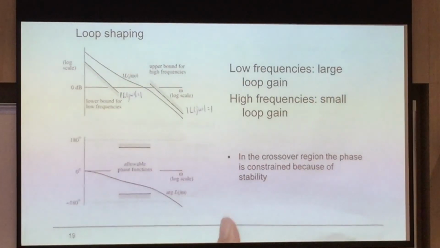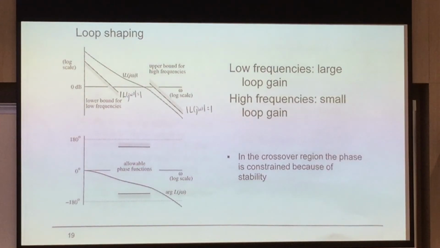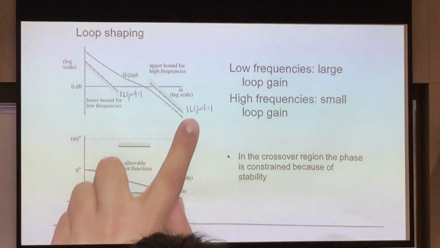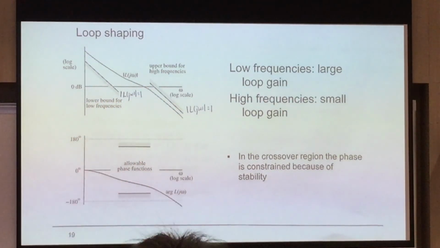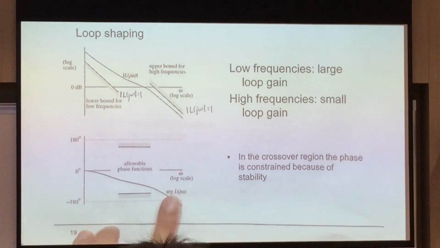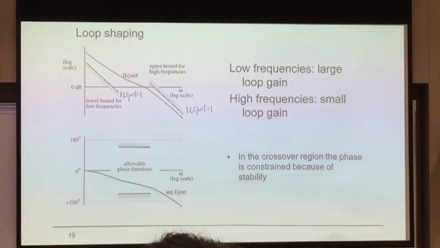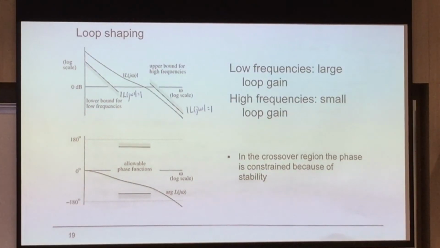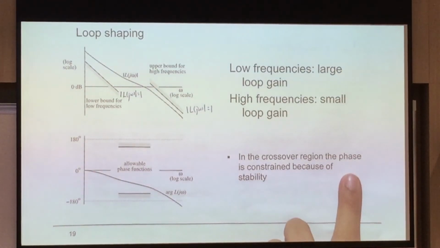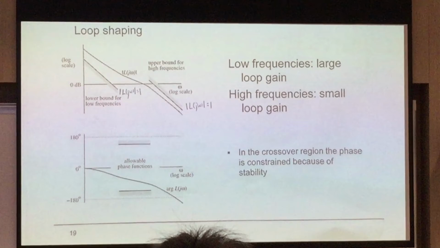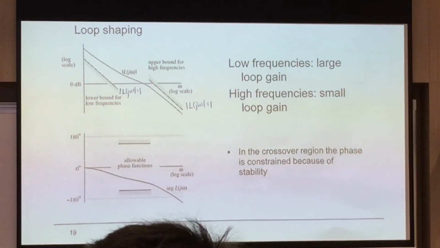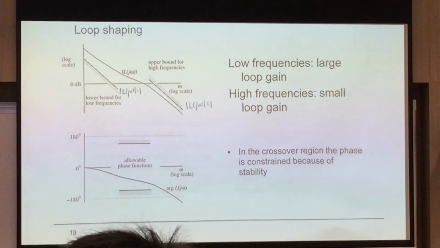So we tell you that there's a lower bound for low frequencies and a higher bound for high frequencies. And in this, there are some allowable phase functions, because in terms of magnitude, there are also phase bounds. In a crossover region, we want to try as much as possible to constrain the phase to avoid running into stability issues. Just appreciate this.